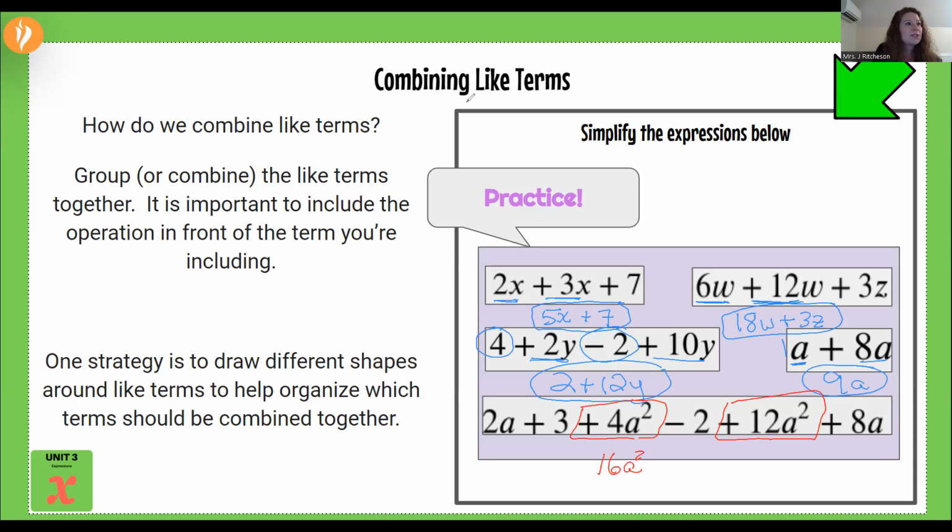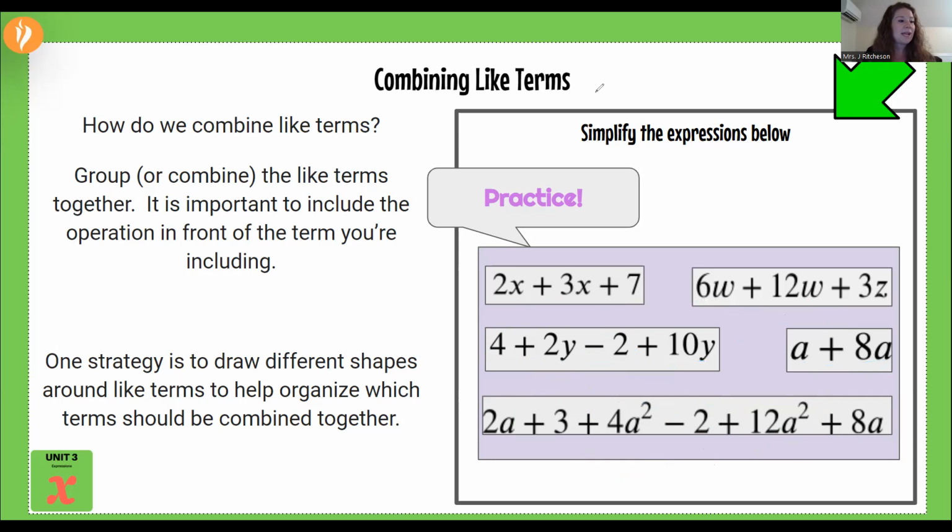All right, let's move on to our a's with a power of 1. 2a and 8a. 2a plus 8a is 10a. And then finally, we have our constants. We have positive 3 minus 2. What's positive 3 minus 2? That's positive 1. So 16a squared plus 10a plus 1 is our final answer.